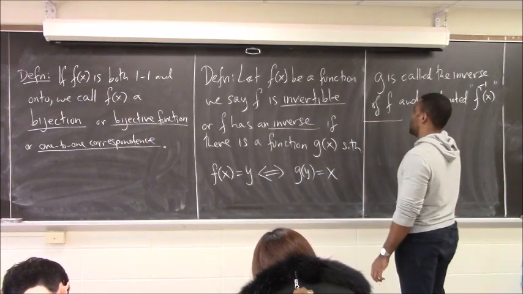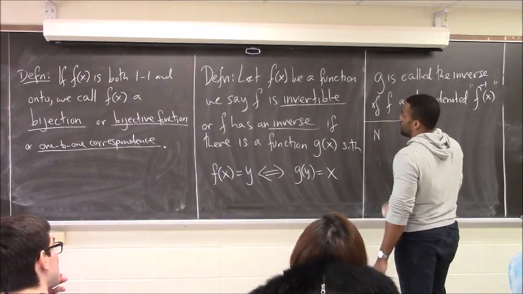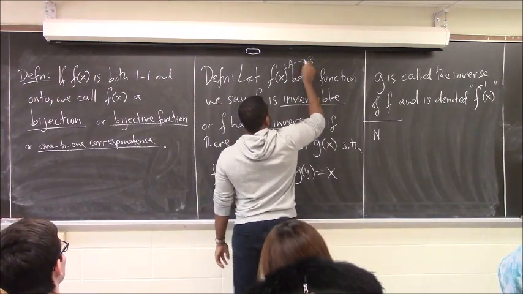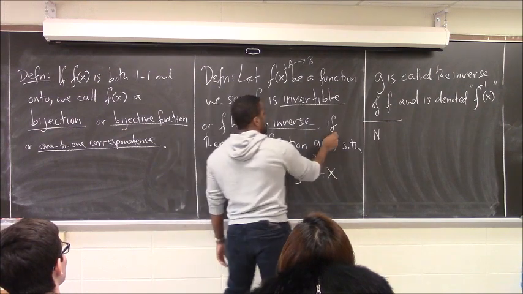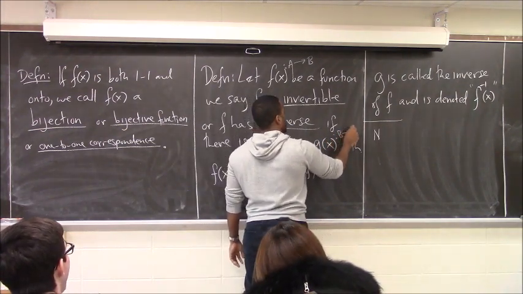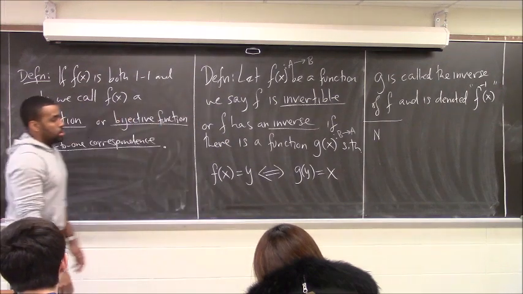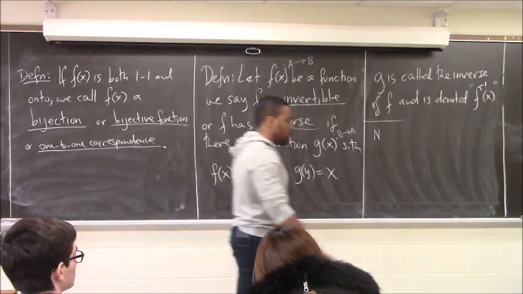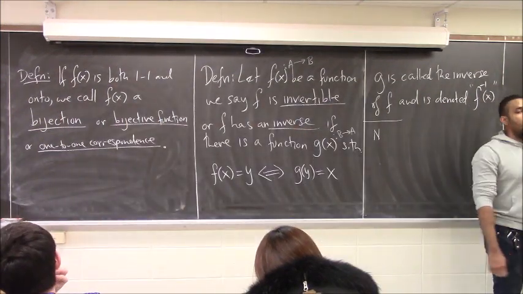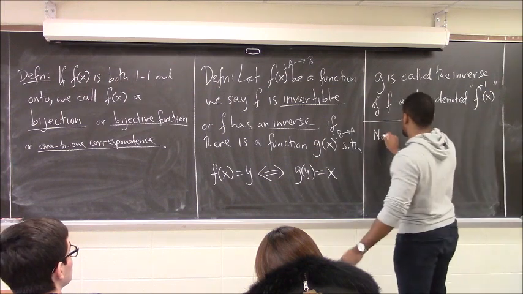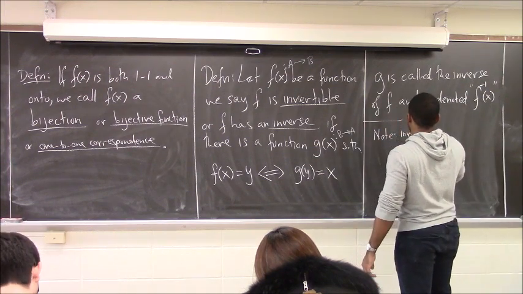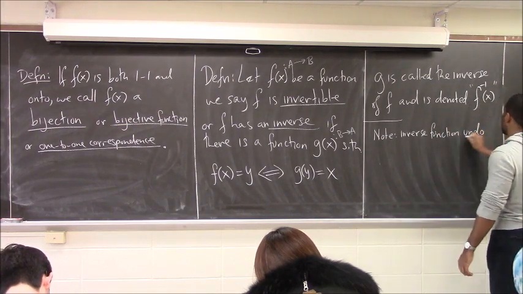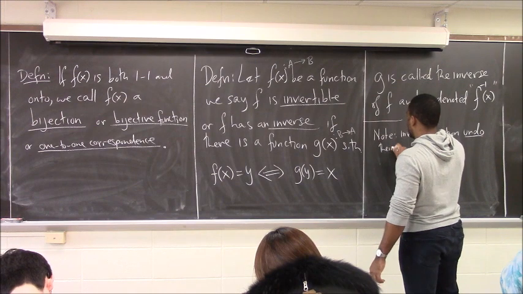Okay. Now, what you want to note here, and you can think of f as a function with domain A and range B and codomain B. The g would be the opposite. Its domain is B and its codomain is A. And this relationship holding means that what an inverse function does is it undoes whatever the original function did. So note, inverse functions undo their counterparts.